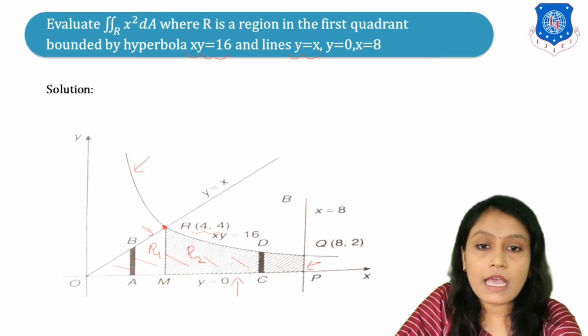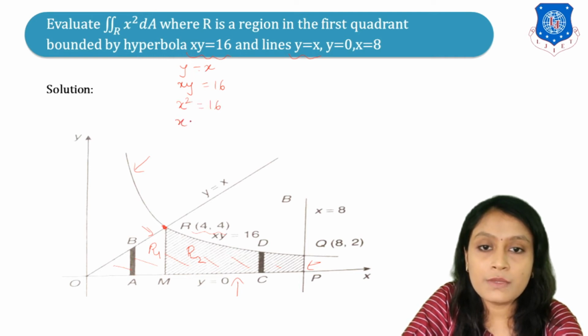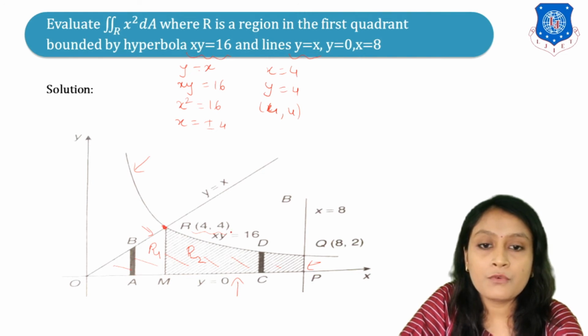This point R is the intersection of this hyperbola and this line y is equal to x. So here we have y is equal to x and this hyperbola xy is equal to 16, right? So in place of y here we will substitute x. So you will get x square is equal to 16. So you will get the answer of x as plus or minus 4. But we are in the first quadrant, so we will consider only x is equal to plus 4. So y will also be plus 4, right? So the point is 4, 4. This is the point R.